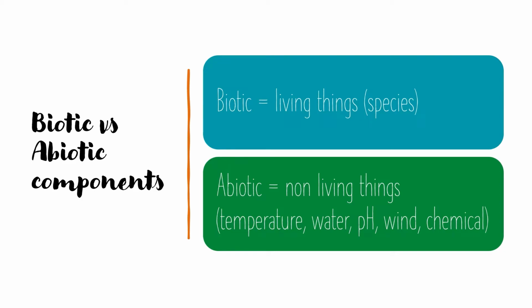Biotic versus abiotic components. Biotic is living things, components in the ecosystem. They are known as species. Meanwhile, abiotic is non-living things, such as temperature, water, pH, soil, wind, and chemicals.